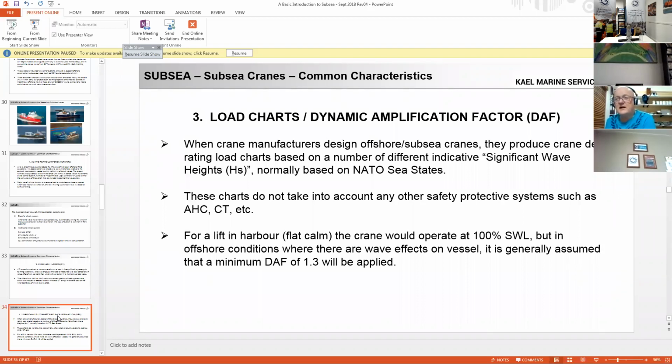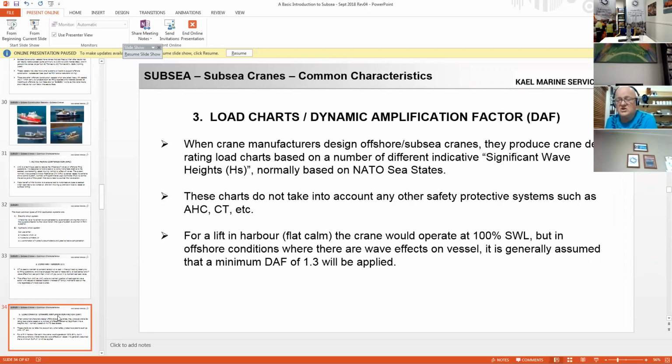So when a ship's in harbour, in flat calm, the crane would operate at 100% of its safe working load. But in offshore conditions where there are wave effects on the vessel, it's generally assumed that a minimum DAF of 1.3 will be applied, which is basically derating the amount of load you can use on a crane. If you're lifting 50 ton in harbour, and the crane's rated at 50 ton, you would use that as a harbour lift in port. But when you're up at sea, you'll be thinking of 1.3: 50 divided by 1.3 brings you down to 30 something.